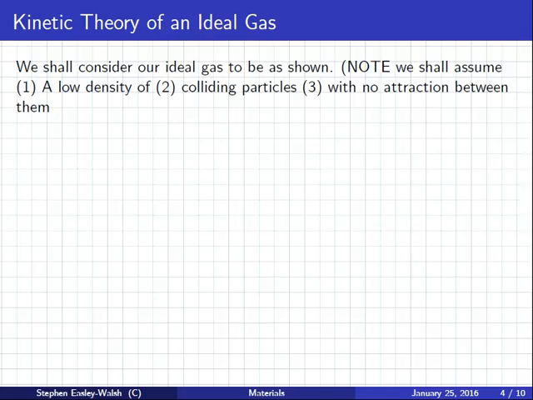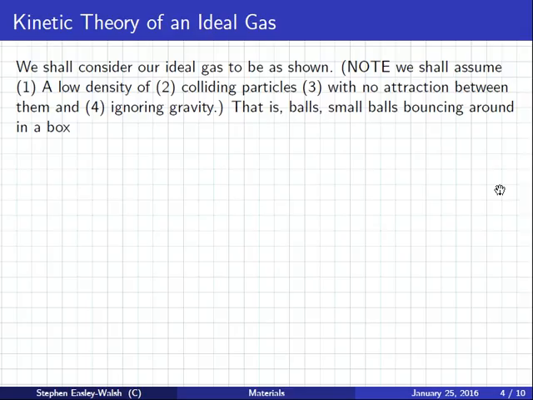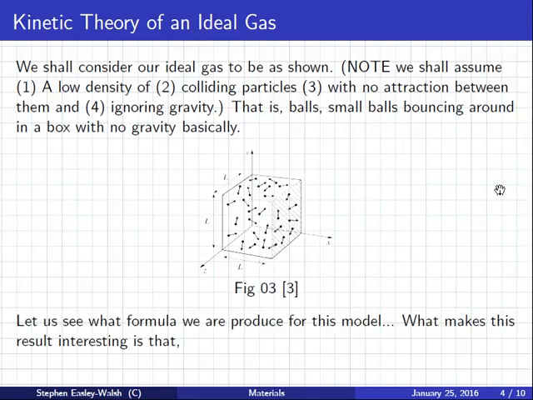Do you know what I mean by no attraction between them? There's no force pulling the particles together, and we don't consider gravity. Yeah? So they're just balls bouncing around in a box with no gravity. That's basically the idea. So I have a picture here. We picture our gas as just being particles bouncing around, and that's all that's happening. Nothing special. And we can try and get some formula for this situation.